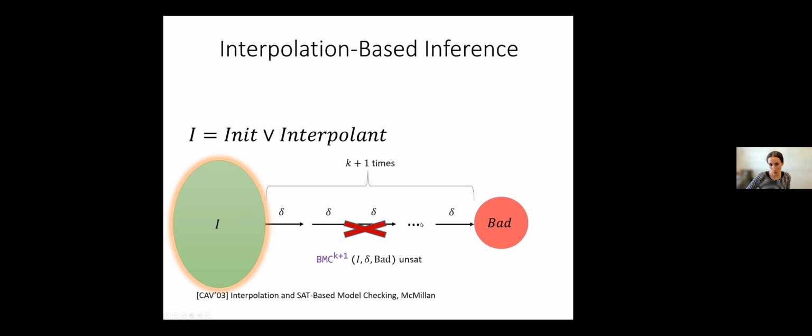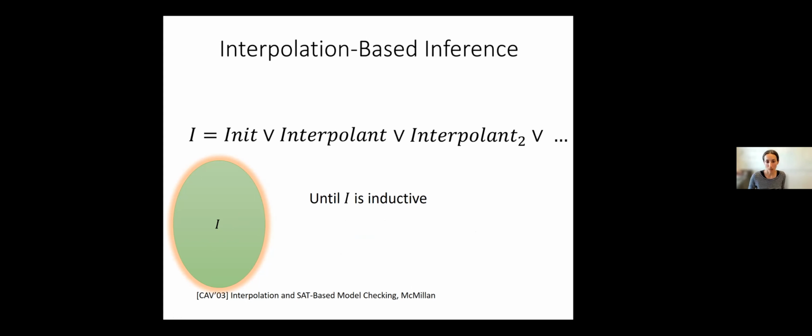Note that here, if the query is satisfiable, if we do find a trace from I to bad, it doesn't mean that we found a counterexample, because this I now contains states that are not necessarily reachable. And what happens here is that we just increase k. So k is a parameter here, and I'm not going to talk about it a lot. I will usually talk about some fixed k, but I just wanted to mention it here. But if the query is unsatisfiable, again, we generate an interpolant and we continue until our I, the disjunction of all these interpolants, is inductive.